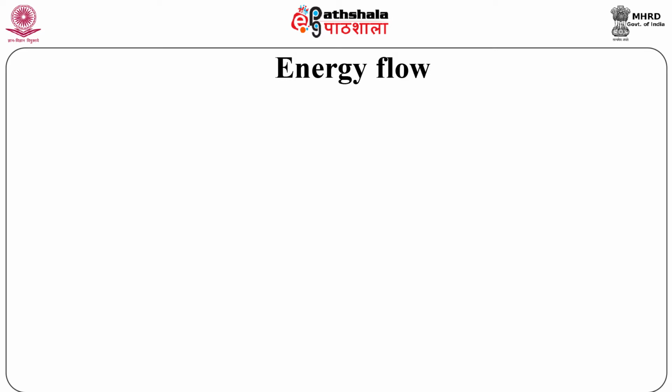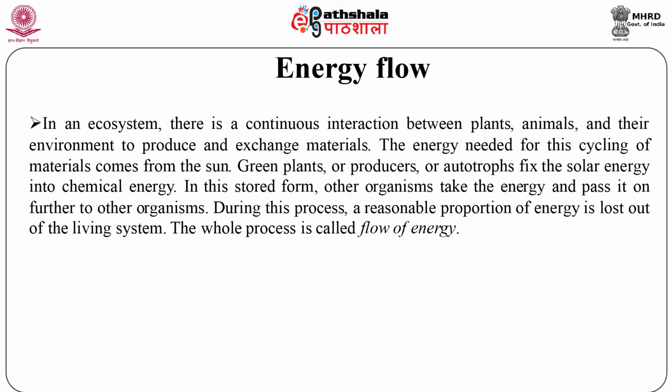Energy flow. In an ecosystem, there is a continuous interaction between plants, animals and the environment to produce and exchange materials. The energy needed for this cycling of materials comes from the sun. Green plants, or producers or autotrophs, fix the solar energy into chemical energy. In this stored form, other organisms take the energy and pass it on further to other organisms. During this process, a reasonable proportion of energy is lost out of the living system. The whole process is called the flow of energy.